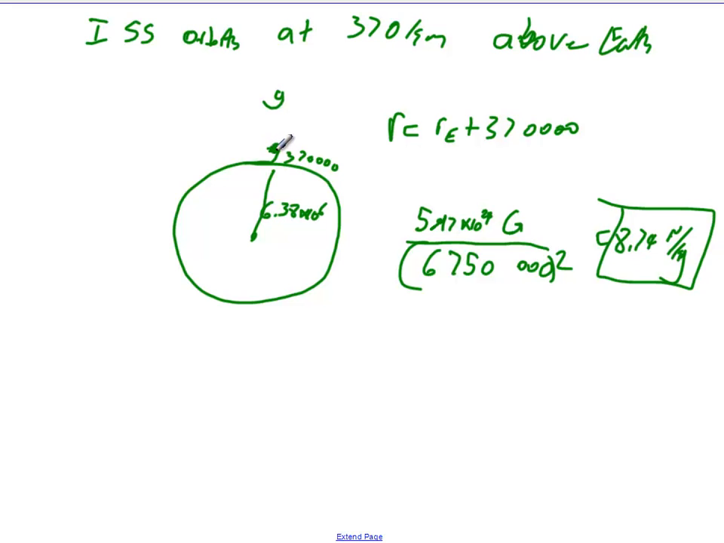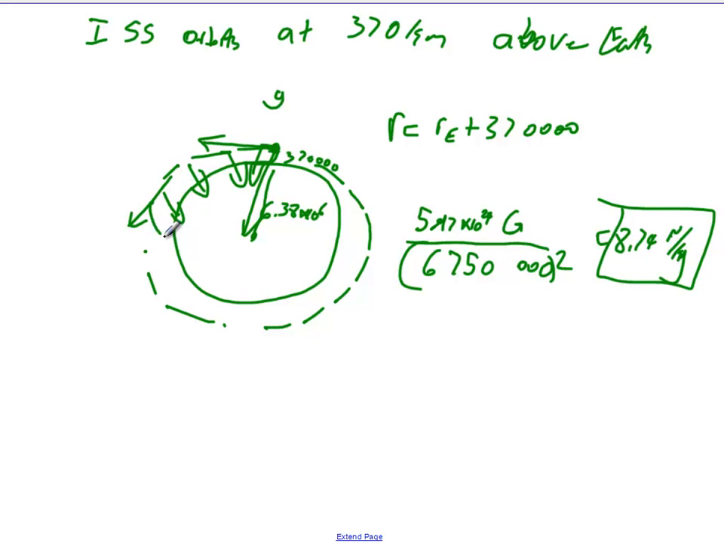This thing is being accelerated towards the center of Earth, but it was also given a very large velocity this way. So as it orbits Earth, its inertia wants to keep it moving in a straight path, and gravity wants to pull it down. And so it's falling towards Earth, falling towards Earth, but it keeps missing. Okay? So it's in a perpetual state of free fall. And when you're free falling, you feel weightless because nothing is pushing up against you.